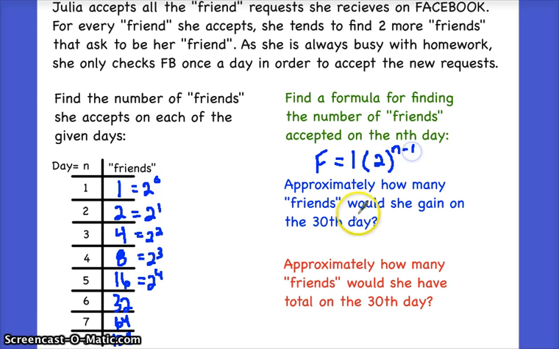So if I subtract 1 from that, you'll quickly find a formula that will actually give you the exact correct number of people. So on the 7th day, well, 7 minus 1 is 6, and 2 to the 6th power is actually 64. Approximately how many friends would she gain on the 30th day, or after about a month? Well, big idea then is that's 2 to the 30 minus 1, or 29th power.